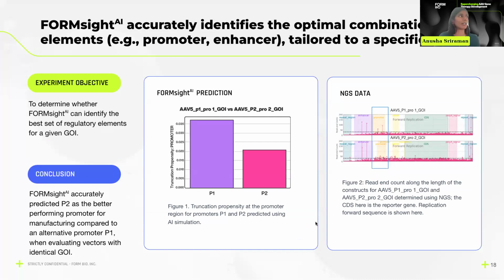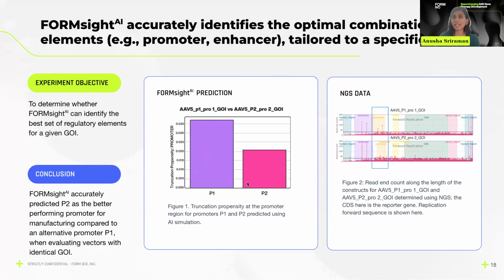Next, to determine whether FORMsightAI can identify the best set of regulatory elements for a given GOI, we looked at 2 different constructs that have the same gene of interest, but have 2 different promoters, P1 and P2. So on the y-axis, we have the truncation propensity or the truncation risk at the promoter region. And what we can see here is that the truncation risk is increased with promoter P1 when compared to promoter P2, which indicates that our model predicts P2 to be a better performing promoter with reduced truncation risk.